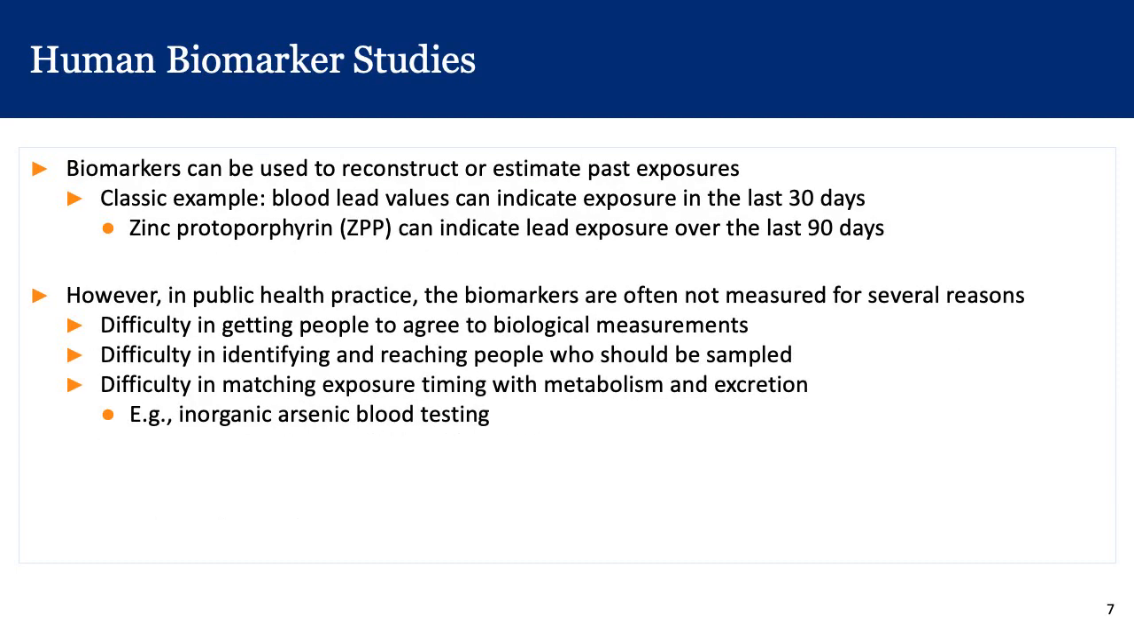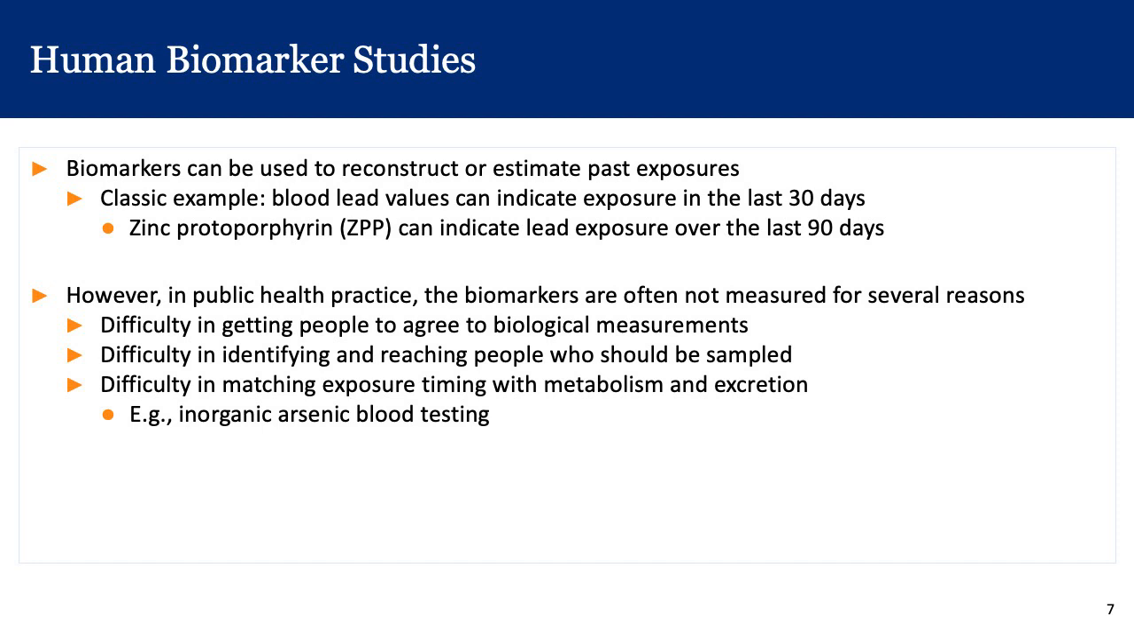Biomarkers can be used to reconstruct or estimate exposures. Again, one of the really classic examples would be blood lead. Very simple, inexpensive blood lead test. That may tell me what somebody's exposure may have been in the last 30 days. If I needed to go back and look a little bit further and say, did this person have significant lead exposure in the last 90 days, I might use something like the zinc protoporphyrin test, which can help tell me something about a little bit longer term exposure. That's kind of a classic example where I might be able to use a biomarker to help me reconstruct exposures.